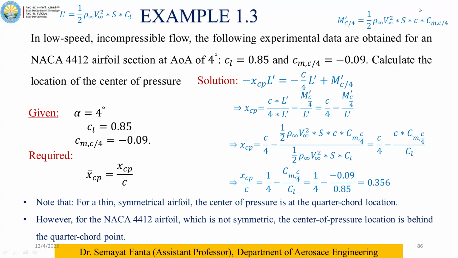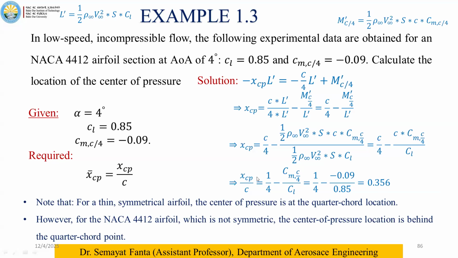Okay, so now, x_CP over c is equal to 1/4 minus Cm about the quarter chord over Cl. Cm and Cl are already given, so we can directly apply them here. Minus 0.09 is the Cm about c/4, and Cl is 0.85, so x_CP is equal to 0.356 times the chord length.